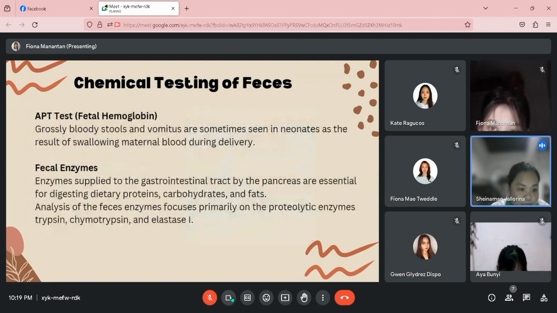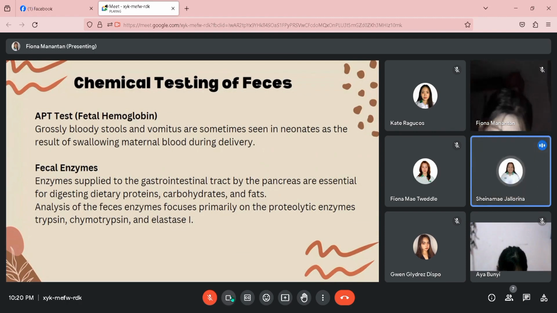Let's go to the APT test, or the fetal hemoglobin test. Grossly bloody stools and vomitus are sometimes seen in neonates as the result of swallowing maternal blood during delivery. In certain cases where it's important to differentiate between fetal blood and maternal blood in an infant's stool or vomit, a test called the APT test might be requested. This test helps determine whether the blood detected comes from the infant's digestive tract, or is from the mother and has been ingested or transferred to the infant through breastfeeding or other means.